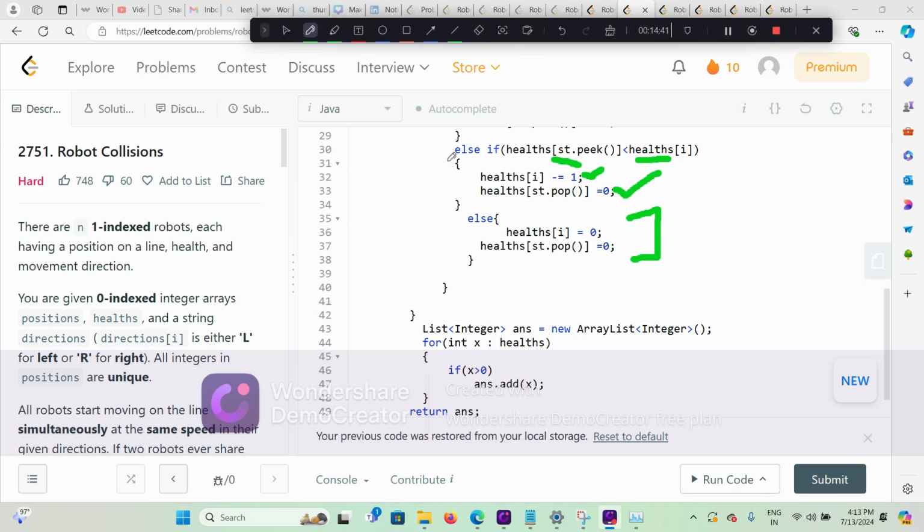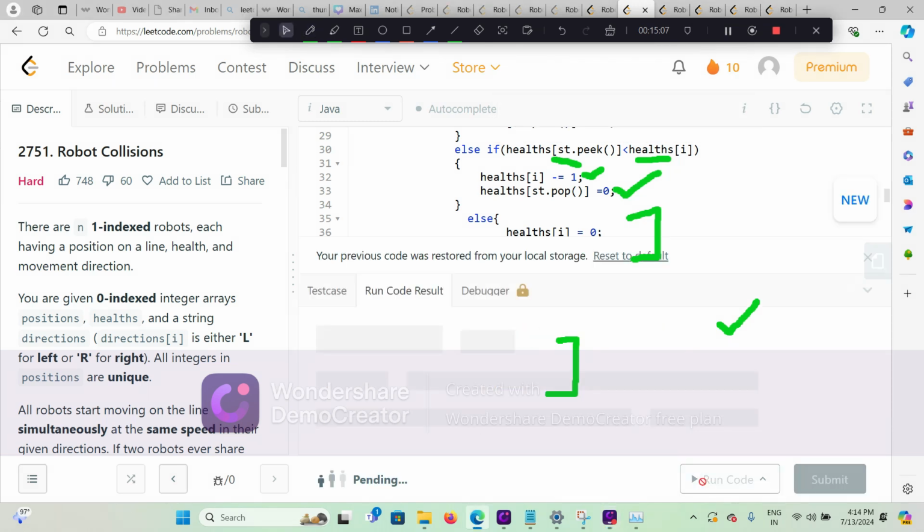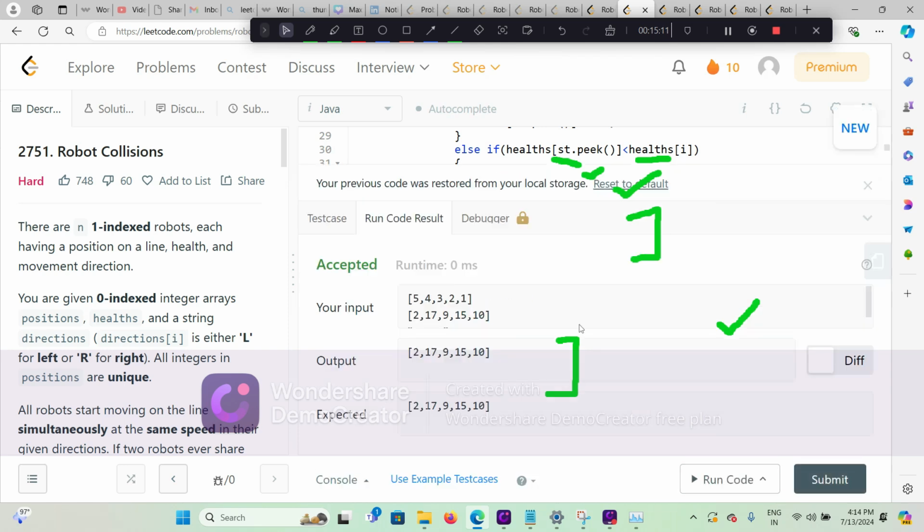So finally when we come out of this, we are basically creating one answer array list, and I am picking all those values which are greater than 0, because those are our answer. So let me execute my code. I'm just executing my code. Yeah, so it is working fine.